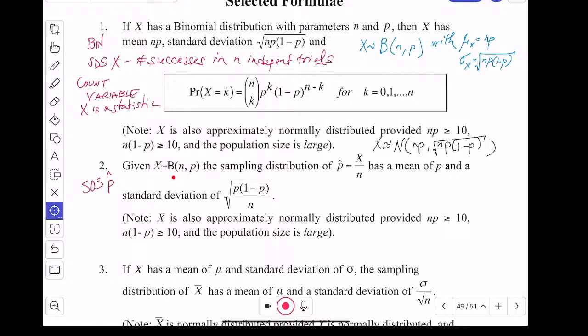Given that x has a binomial distribution with n and p, the sampling distribution of p hat, the sample proportion, I'll write it down here, is x over n. It has a mean of p and a standard deviation of the square root of p times 1 minus p over n. And it is also approximately normally distributed provided n times p is greater than or equal to 10 and n times 1 minus p is greater than or equal to 10 and the population size is large. I just repeated that.